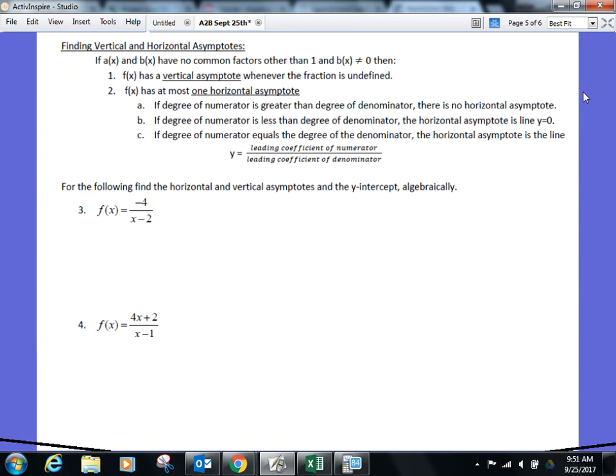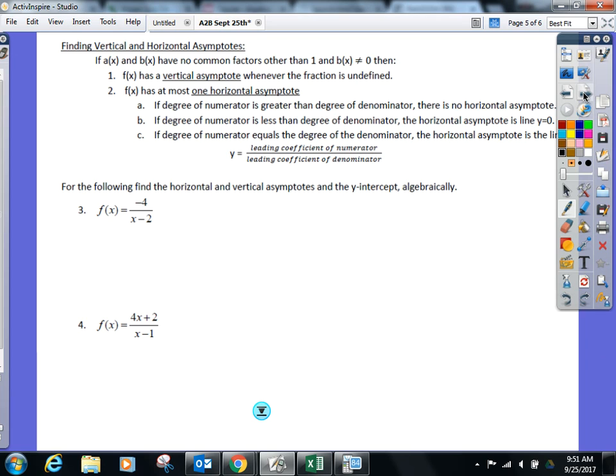No graphing allowed. We're done with the calculators. You can put your cover on them, whatever you've got to do. Okay? No domain or range here. All I want is horizontal, vertical, and the y-intercept.